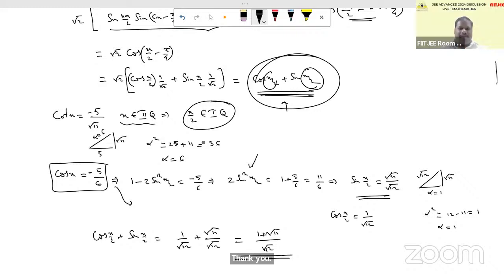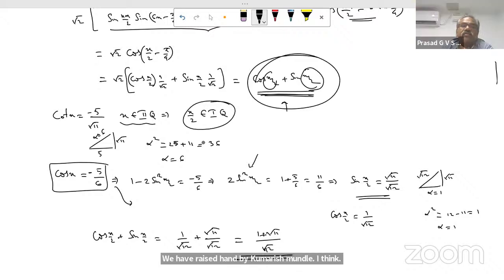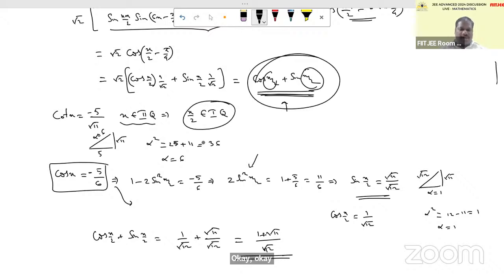We have a raised hand from Kumresh Mandal. I think sir will be solving the next question. You can make him host, he will be solving it. Okay, fine, sir. Kumresh Mandal, sir, is one of the faculties in the maths department. Our next question is taken by Kumresh sir. I invite him. Kumresh sir, you can join.